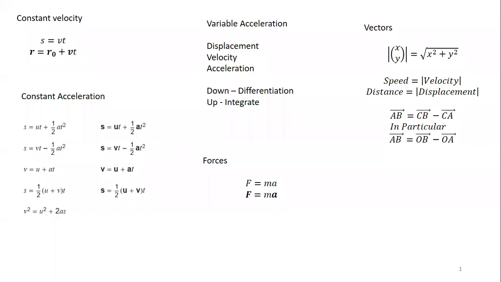Okay, so today you're going to be doing some exam questions on 2D kinematics. On the screen are just all the formulas you might need, and anything that's in bold means they're vectors. So constant velocity, you have displacement equals velocity times time. Or with vectors, to get the position vector, it's the initial vector plus the velocity times time.